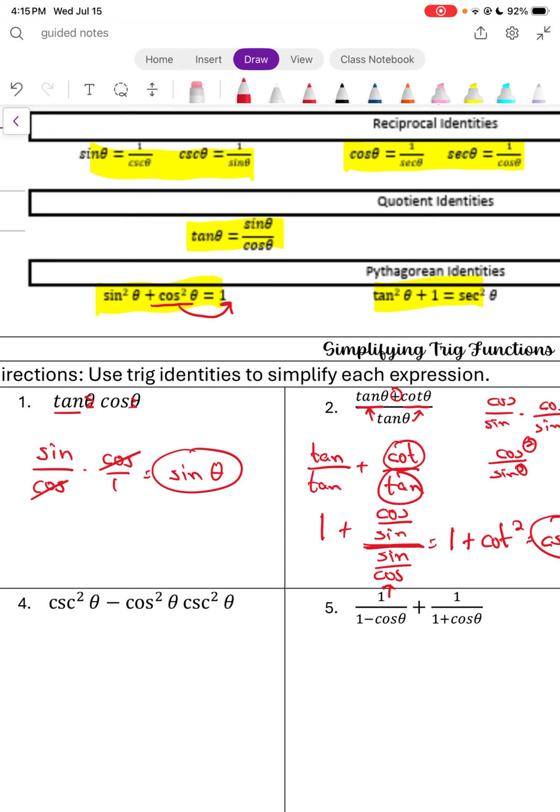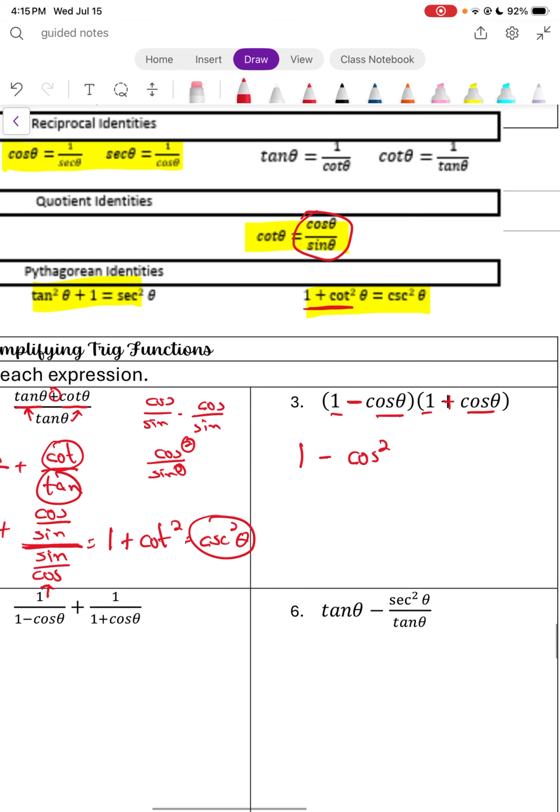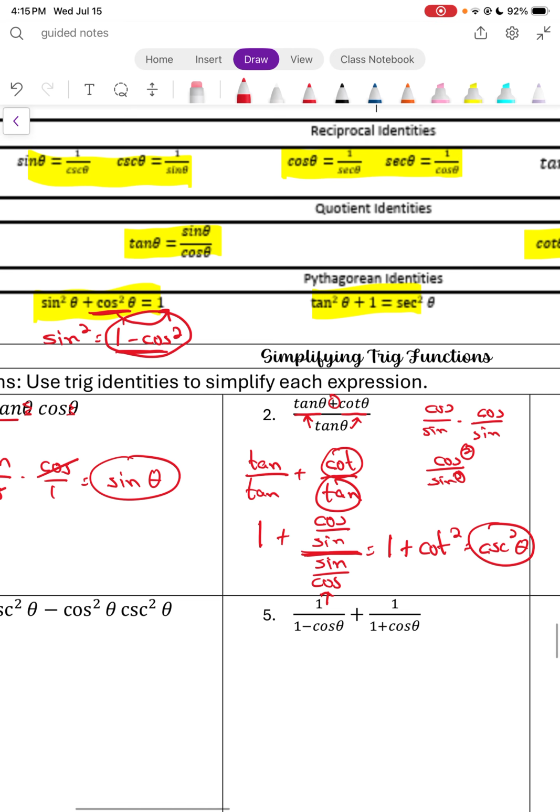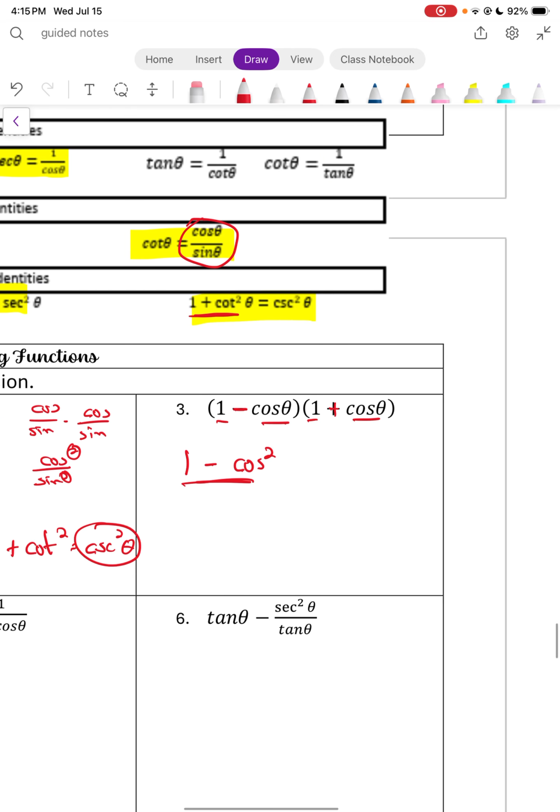We'll take sine squared plus cosine squared equals 1. I'm going to move plus cosine squared to the other side. And I now have sine squared equals 1 minus cosine squared. And you see that right side now matches what I have. And since 1 minus cosine squared is equal to sine squared, I can now replace that with sine squared. And that's going to be my final answer.